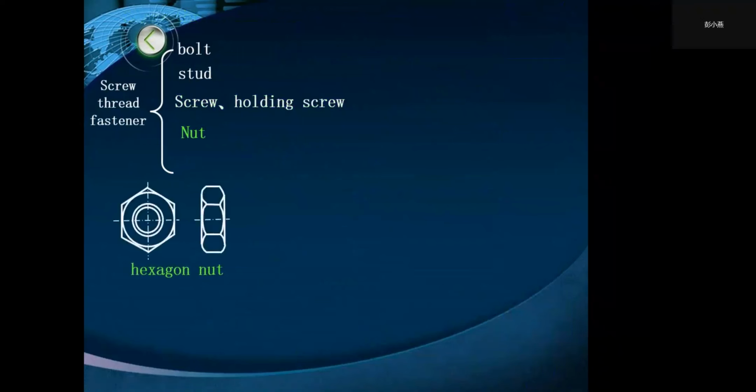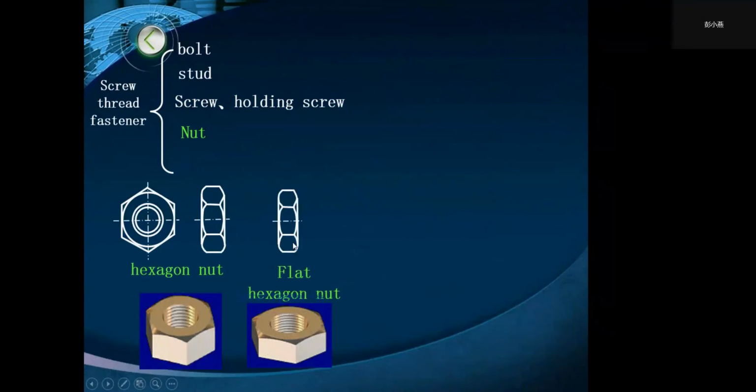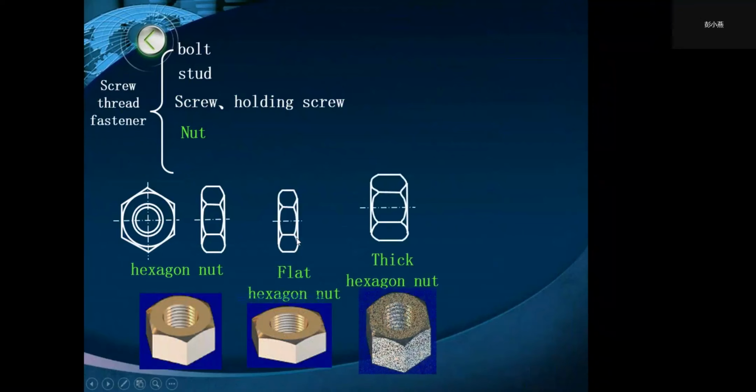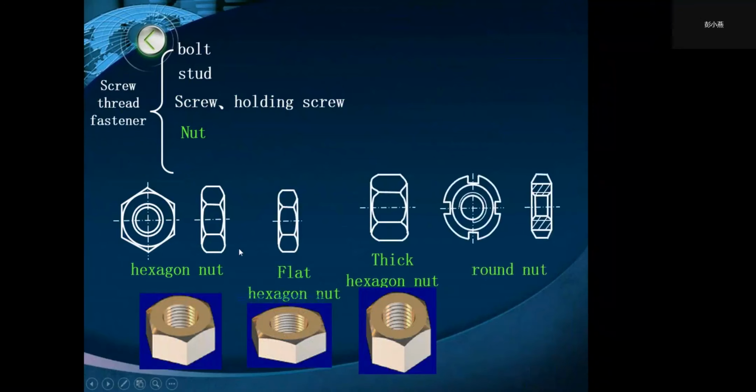Okay, and the nut. The purpose of using a nut is to make the threads deflect to distribute the load of the bolt more evenly to the nut. These figures show common nuts: the hexagon nut, flat hexagon nut, thick hexagon nut, and round nut.